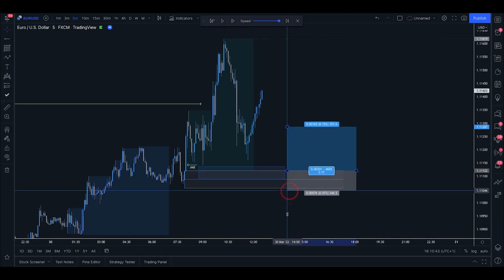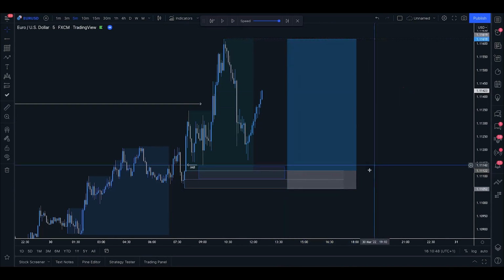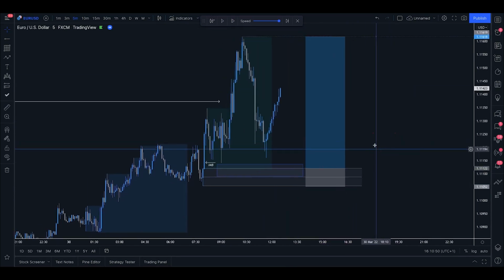So a trade for me would be something like this. Entry on the demand zone, stop below, target into the high. So looking at around a 7R trade.